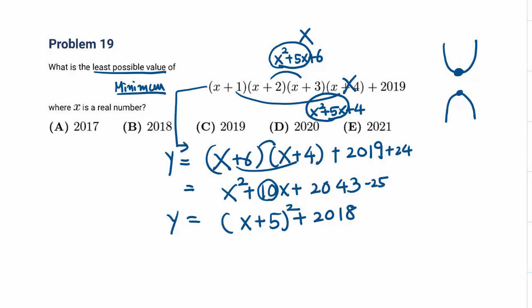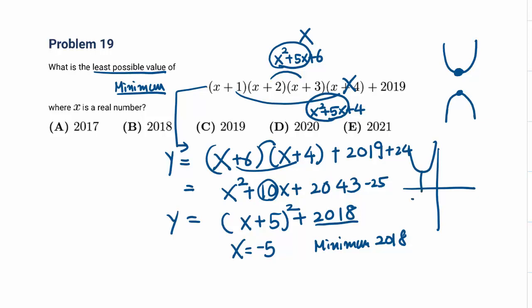So what that means, when large X is negative 5, okay? When large X is negative 5, the minimum value is what? 2018, isn't it? Okay, look at this way, right? When large X is negative 5, that is 2018. That is the minimum.